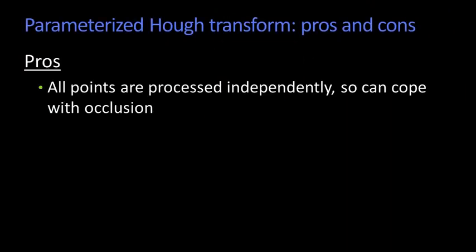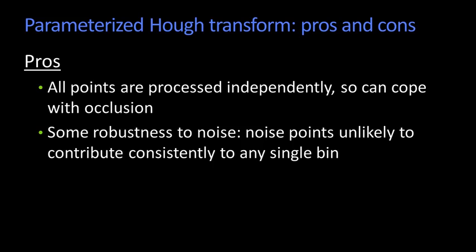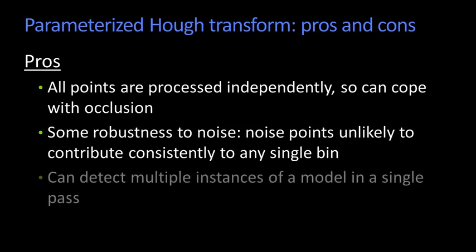So some pros and cons of the Hough transform. All the points are processed independently, so it's okay if part of my stuff is occluded, because each point just gets to vote. There's a modest amount of robustness with respect to noise, because the noise points, as we said before, are unlikely to collude to vote for the wrong thing. And you can use it to find multiple instances of the object within a single image.